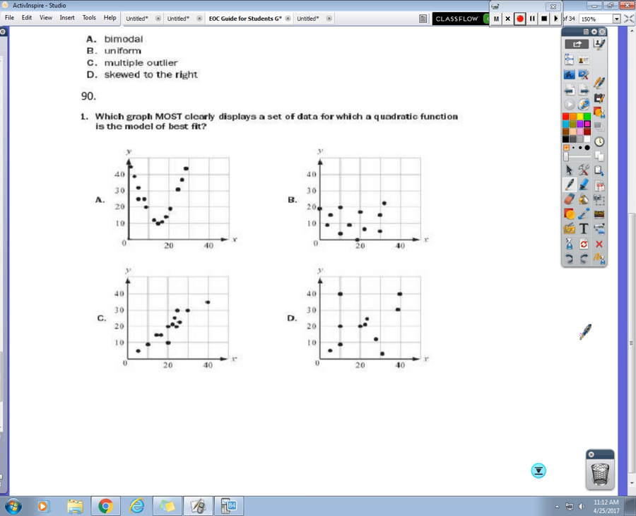Which graph most clearly displays a set? Can I read it? We talked about this. You're slowing us down by not waiting till I ask the question.